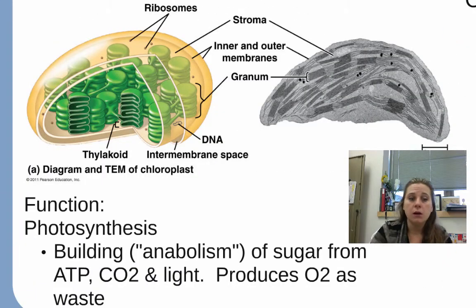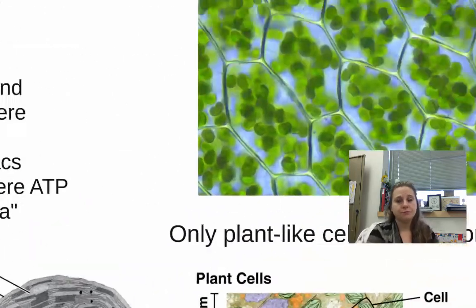The big function is photosynthesis. This is the building up, so not the breakdown like cell respiration, but the anabolism of sugar using energy, the light energy that comes in, and carbon dioxide. So again, we're converting matter here when we convert CO2 into a sugar component. And as a byproduct and as a waste, oxygen is produced.